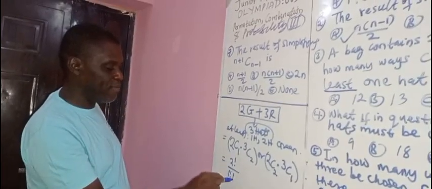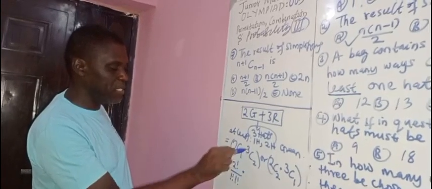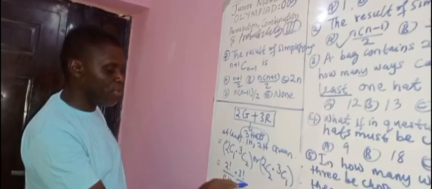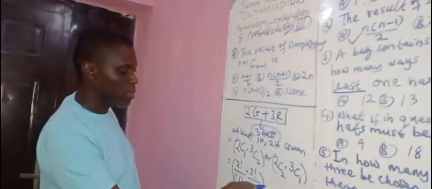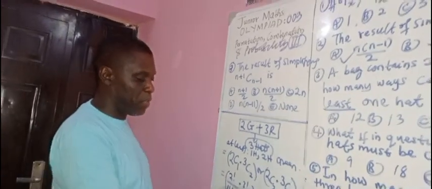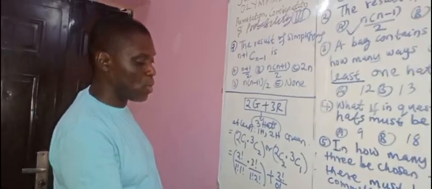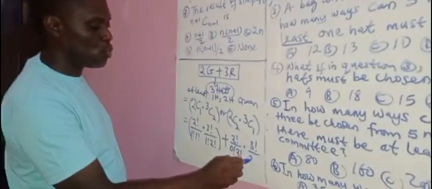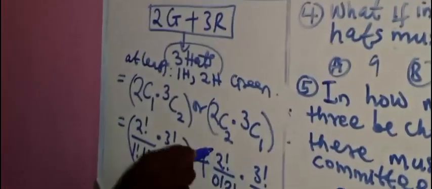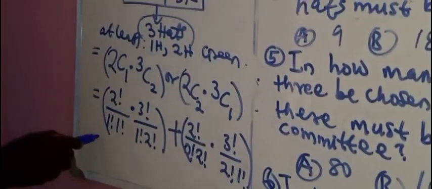factorial over 2 minus 1, that's 1 factorial, times this 1 factorial, this dot means times, this is 3 factorial over 3 minus 2, that's 1 factorial, times this 2 factorial. Plus, or means plus. Then this is 2 factorial over 2 minus 2, that is 0 factorial, which is 1, times this 2 factorial, times 3 factorial over 3 minus 1, that's 2 factorial, then times this 1 factorial. So, complete this and pick one of the answers for that interpretation.